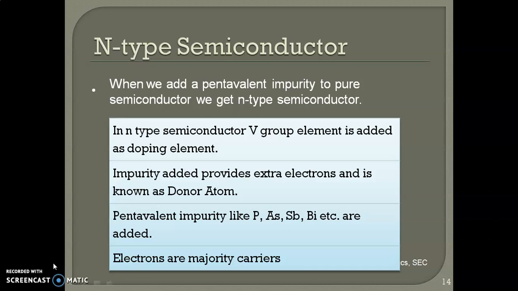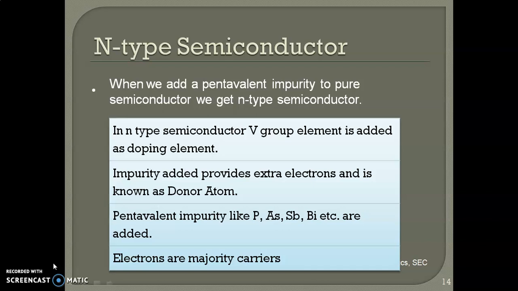When we add a pentavalent impurity to the pure semiconductor, we get an N-type semiconductor. In the N-type semiconductor, a fifth group element is added as a doping element. The impurity added provides extra electrons and is known as a donor atom. Fifth group elements are pentavalent impurities like phosphorus, arsenic, bismuth, etc. We add the element to the pure semiconductor and we get the N-type semiconductor.